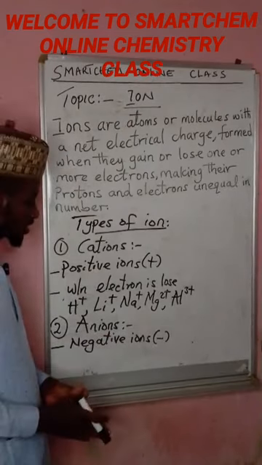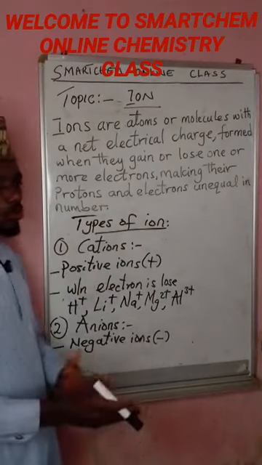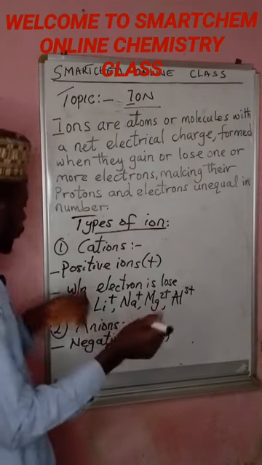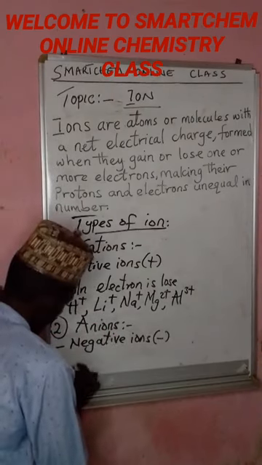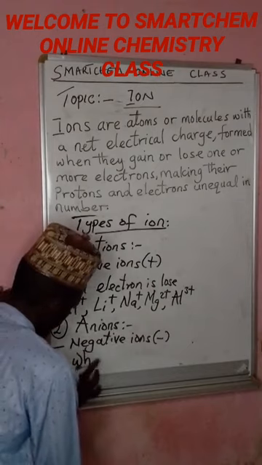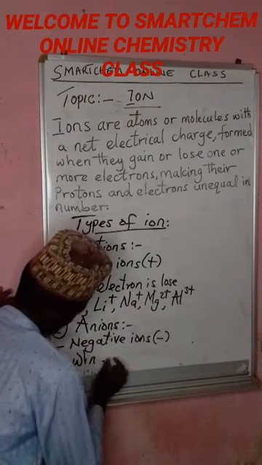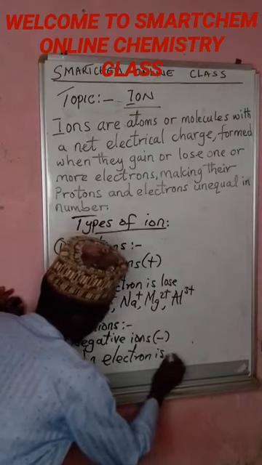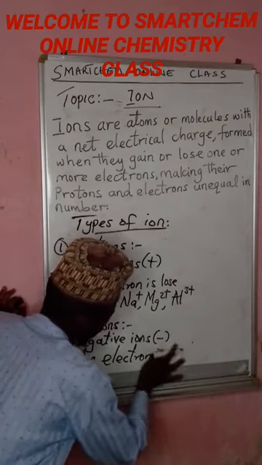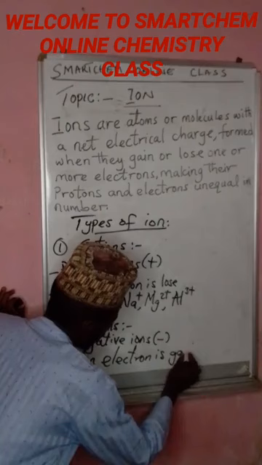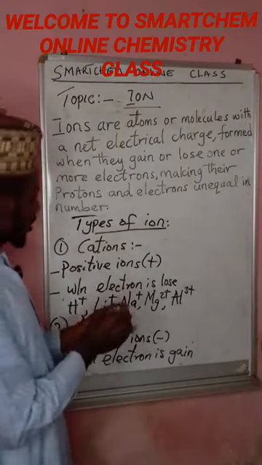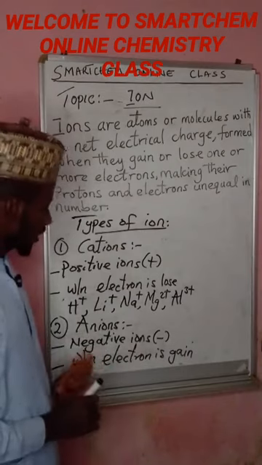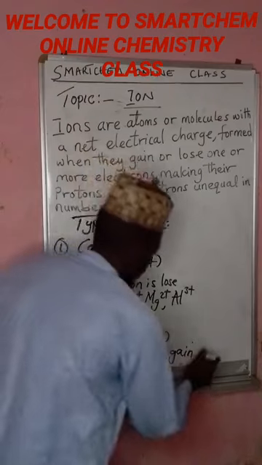The way they are formed is that they are formed when an atom or molecule gains an electron. When an electron is gained, this is how anions are formed. They are formed when an electron is gained.